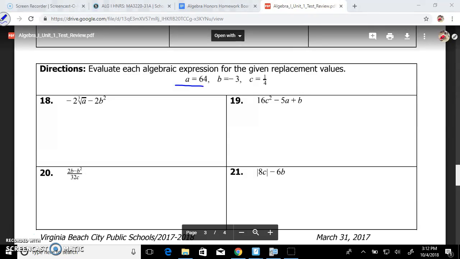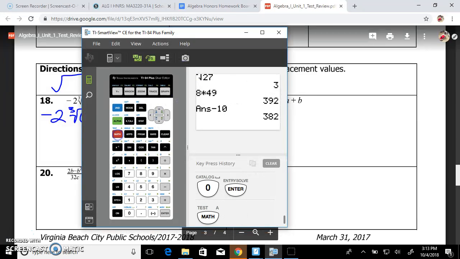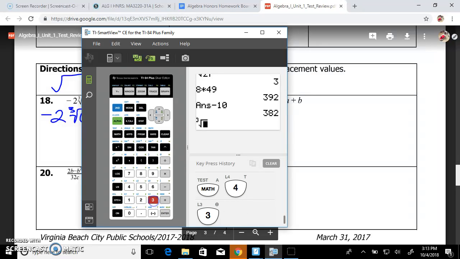So A is 64, B is negative 3, and C is 1/4. So wherever I see those letters, I'm going to plug in those values. We have negative 2, the cube root of 64, minus 2 times negative 3 squared. Let's do our grouping symbols first. And remember, cube roots and square roots are grouping symbols. So let's find the cube root of 64. If you don't have it memorized, try your calculator. Cube root is math 4, 64, sorry, 64. And you get 4. Awesome.